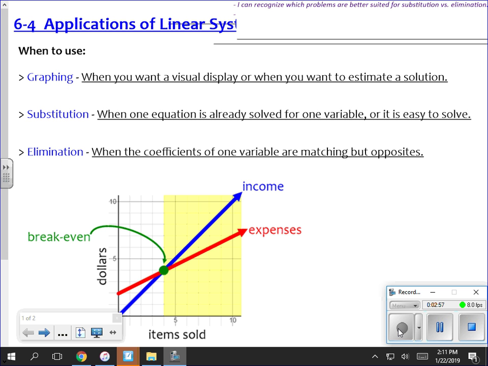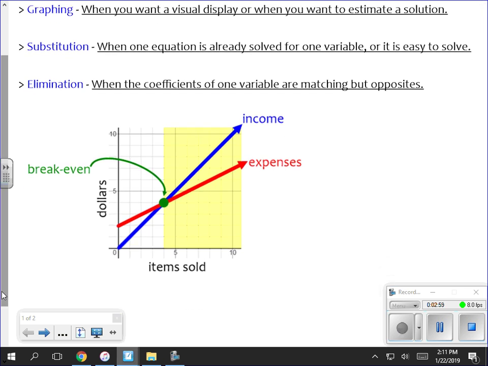Now the second part of this notes, really it's just, this is why you want to use graphing to solve a system. You would want to use graphing to give you a picture of what's going on. That's it. That's what graphing does, it gives you a good picture of what's going on.